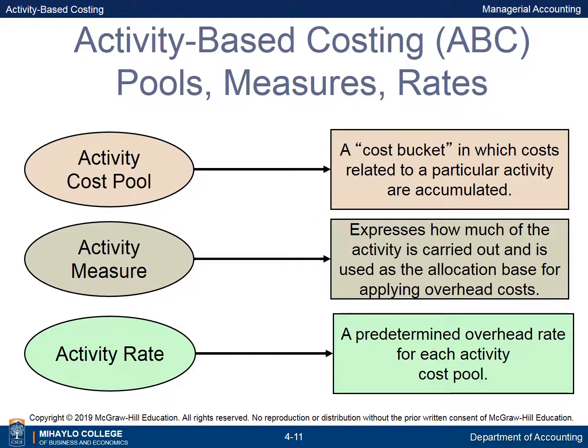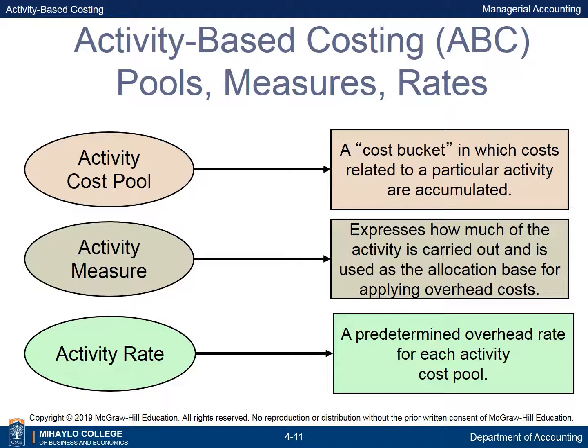An activity cost pool can be thought of as a cost bucket in which costs related to a particular activity are accumulated. An activity measure expresses how much of the activity is carried out, and it is used as the allocation base for applying overhead costs to products and services. Activity measures may or may not be related to volume.